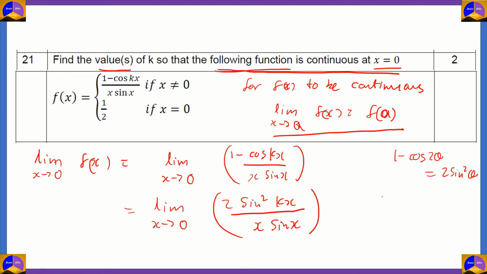Now note that sine square kx is the same as sine kx the whole square. So both are the same. This is important when we're moving further along this question. So far, no marks are given. So these are not the important steps yet. The important steps are still coming.